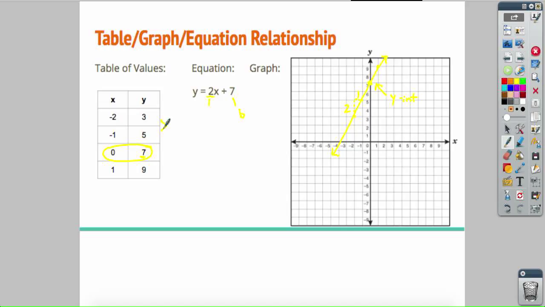Same goes for when I look at my change in y over my change in x. My change in y over my change in x is the same as my m value. And when I look at my graph, that's the same as my rise over my run. So all of these three pieces, the table, the graph, and the equation, are related, and they tell us the same information.